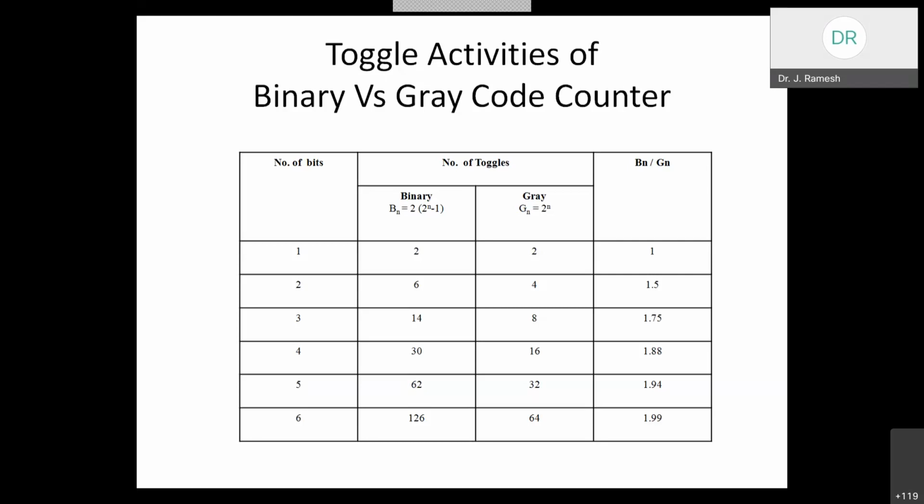So if you want to go for any addressing sequence, gray codes are well suited as far as power consumption reduction is concerned. Here you can see the ratio of the number of toggles with respect to binary and gray is given, and that increases from 1 to almost 2. For 6 bits it is 1.9, almost 2, so 50% of the switching activity is getting reduced.